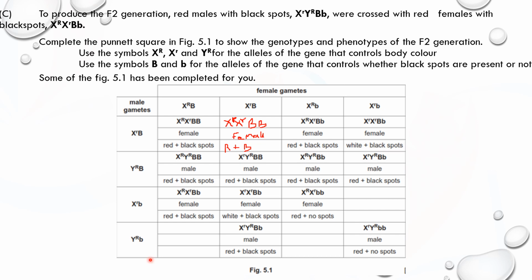Now the same thing. Look at this one, this against this. This is going to give us female also, but it's going to be white because that's recessive. White with no spot, so that's white. If you compare this and this, this one and this is going to be male, red color with black spot. This and this, male, red color and no spot. This and this is going to be male, red and no spot. Why is it male? Because it's XY.